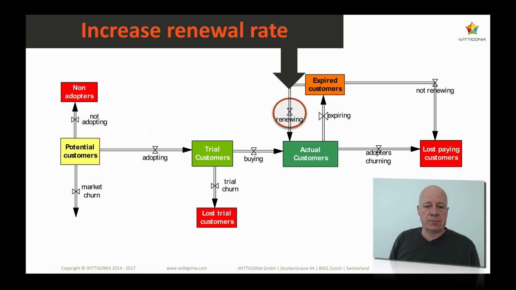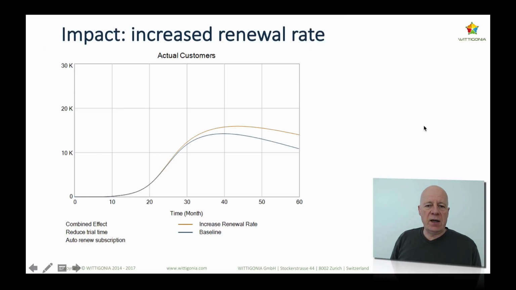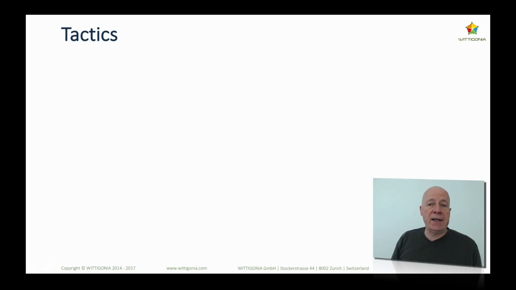The second tactic we want to take a look at is the increase of the renewal rate. So here's where it is actually impacting our conversion and growth funnel, and that's the flow when customers are expiring. So we have to increase this flow so that they are not leaving our value chain here. So the impact, of course, is pretty much the same. So the more customers we keep and increasing the renewal rate, the more customers we keep in our installed base. But also the same effects apply here, that the more we have in the installed base, it's compounding.